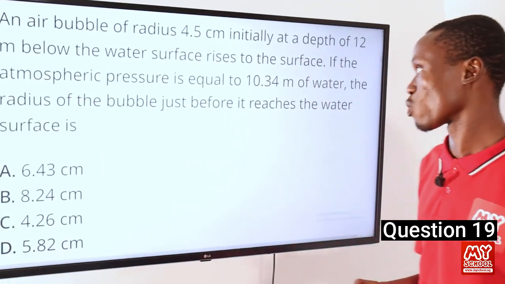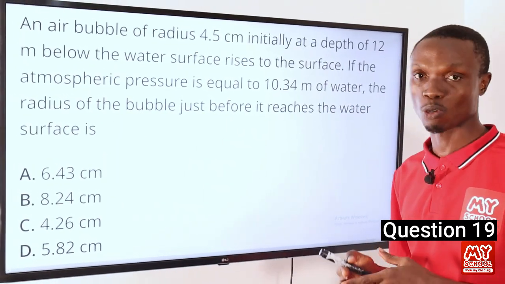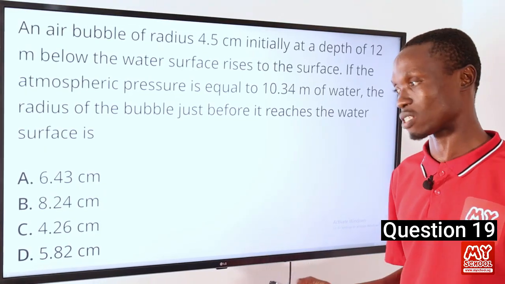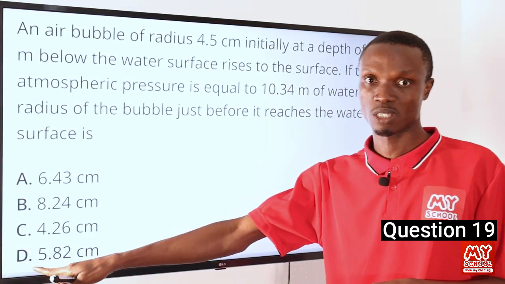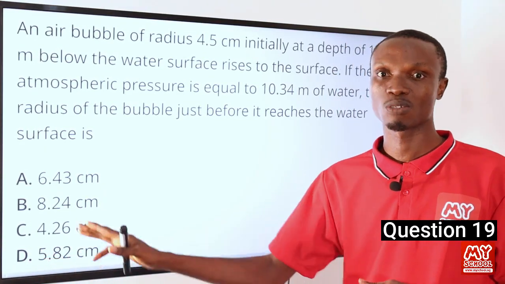So from our calculation, we got the radius of the bubble to be equal to 5.82 centimeters, which is option D. So option D is the correct answer.